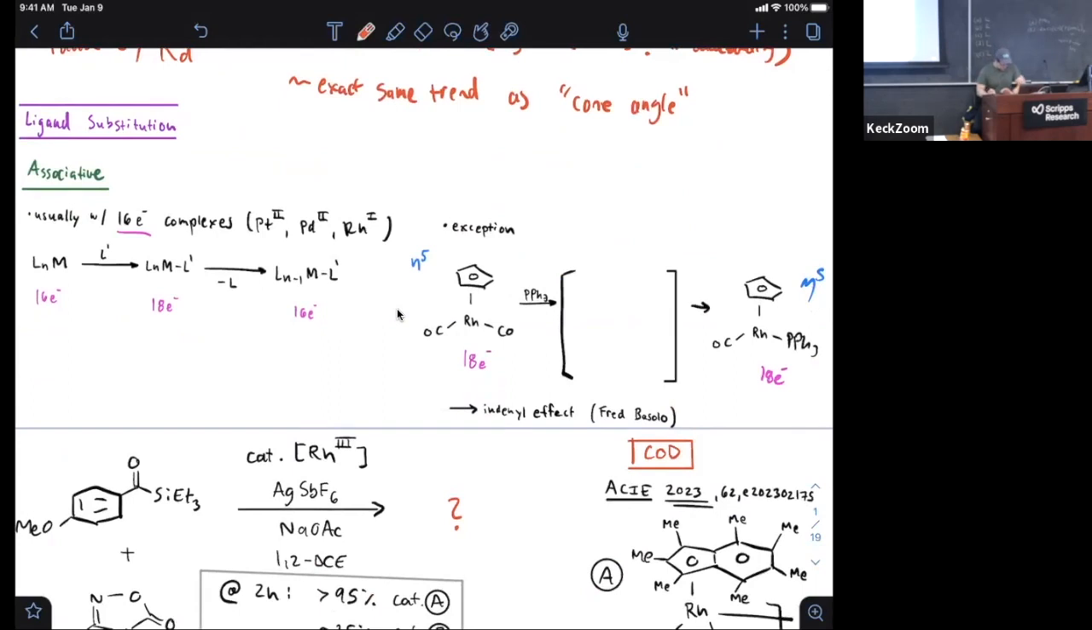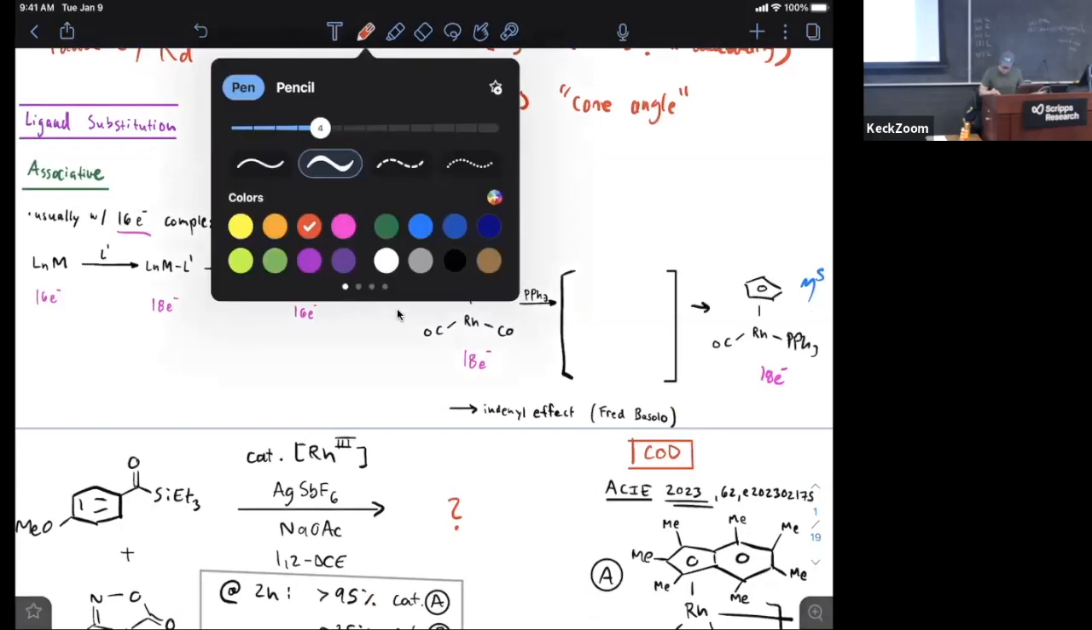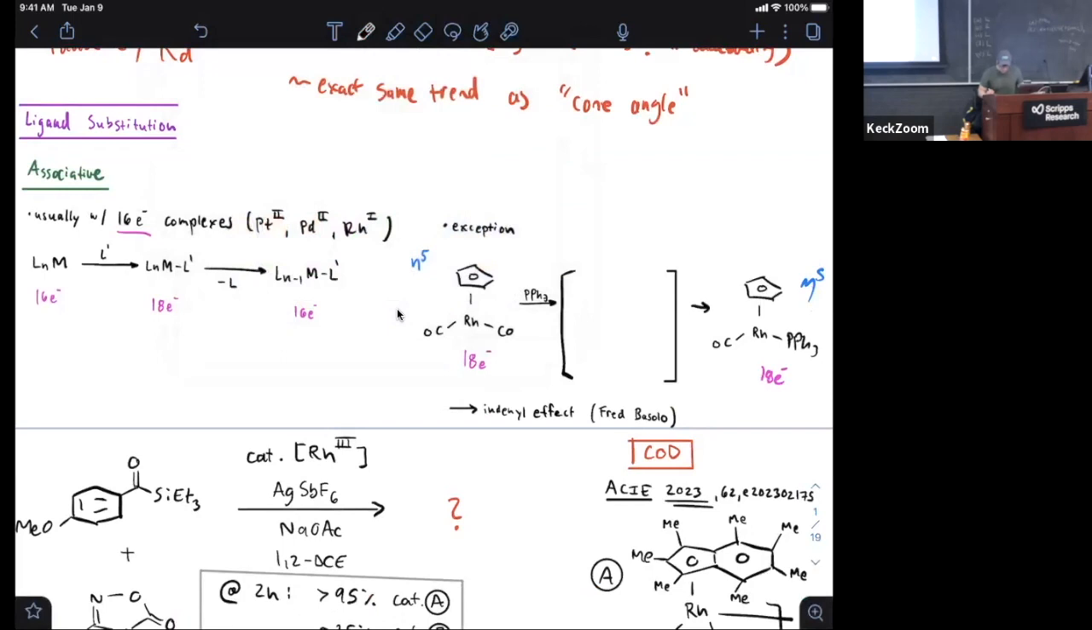Okay, so with our remaining couple minutes, we'll talk about ligand substitution, which I think is the simplest elementary process that organometallic complexes can undergo. And this comes in two different flavors, associative and dissociative. And these roughly parallel the characteristics of SN2 versus SN1 substitution in main group chemistry that we're comfortable and familiar with.